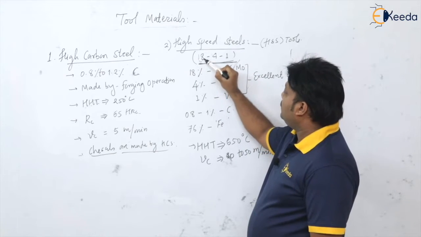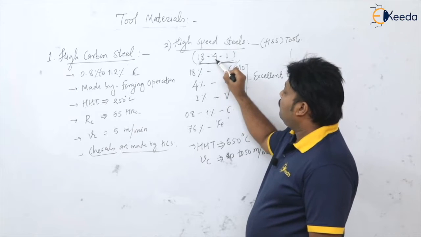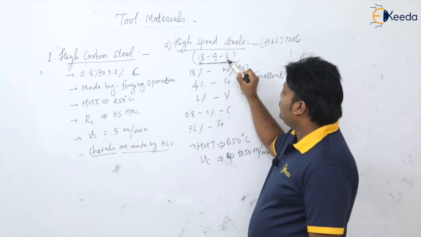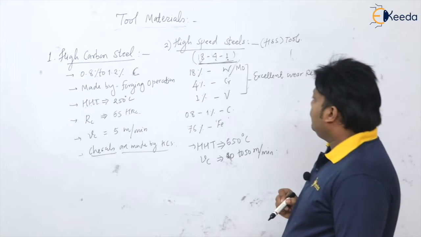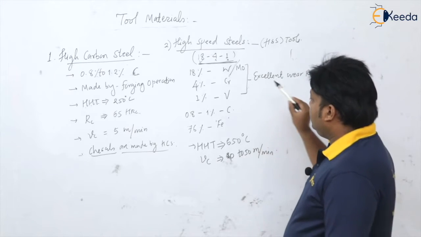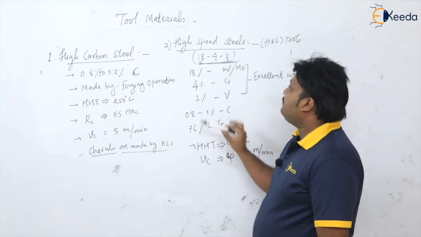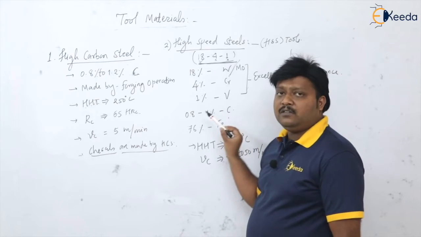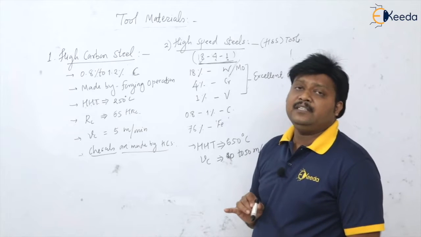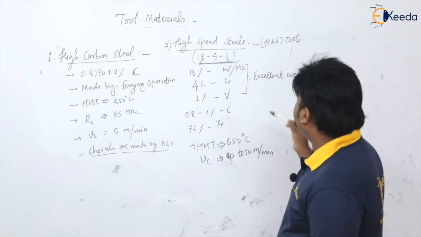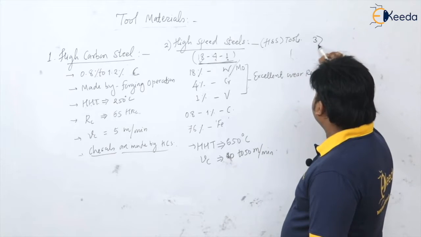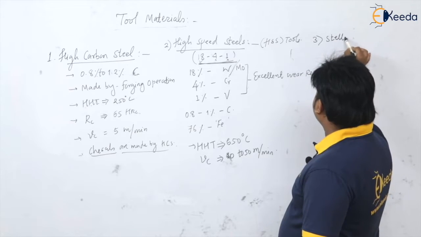This is 18% tungsten or moly, 4% chromium and 1% vanadium. Okay, so this is about the high speed steel. Now the limitation of this is what? Ferrous materials cannot be machined, so for that we are having next development, that is the stellite.